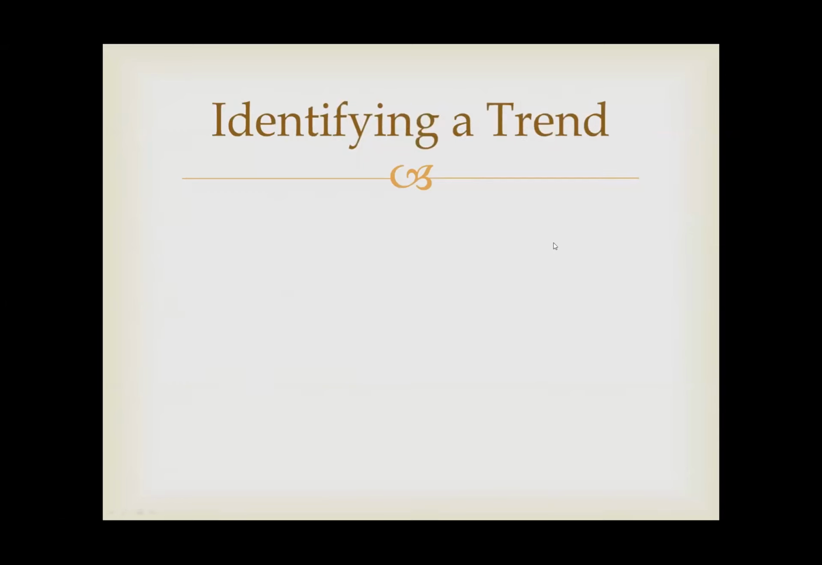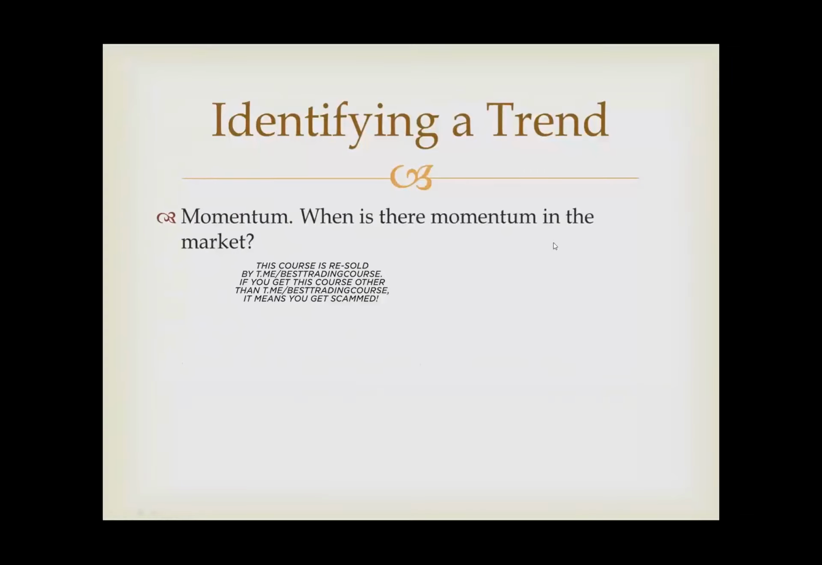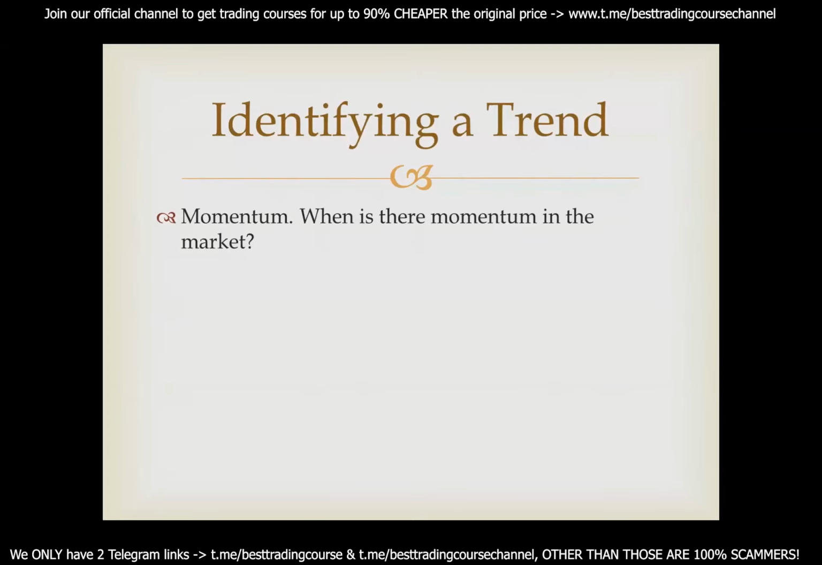Let's go to identifying a trend. Momentum. Price is only going to trend when there's momentum in the market, when there's volatility in the market. So when do we have volatility in the market? Now, if you look at the market as an office run by 3 people, one is New York, one is Asian, and the third is London. These 3 people are running the market.